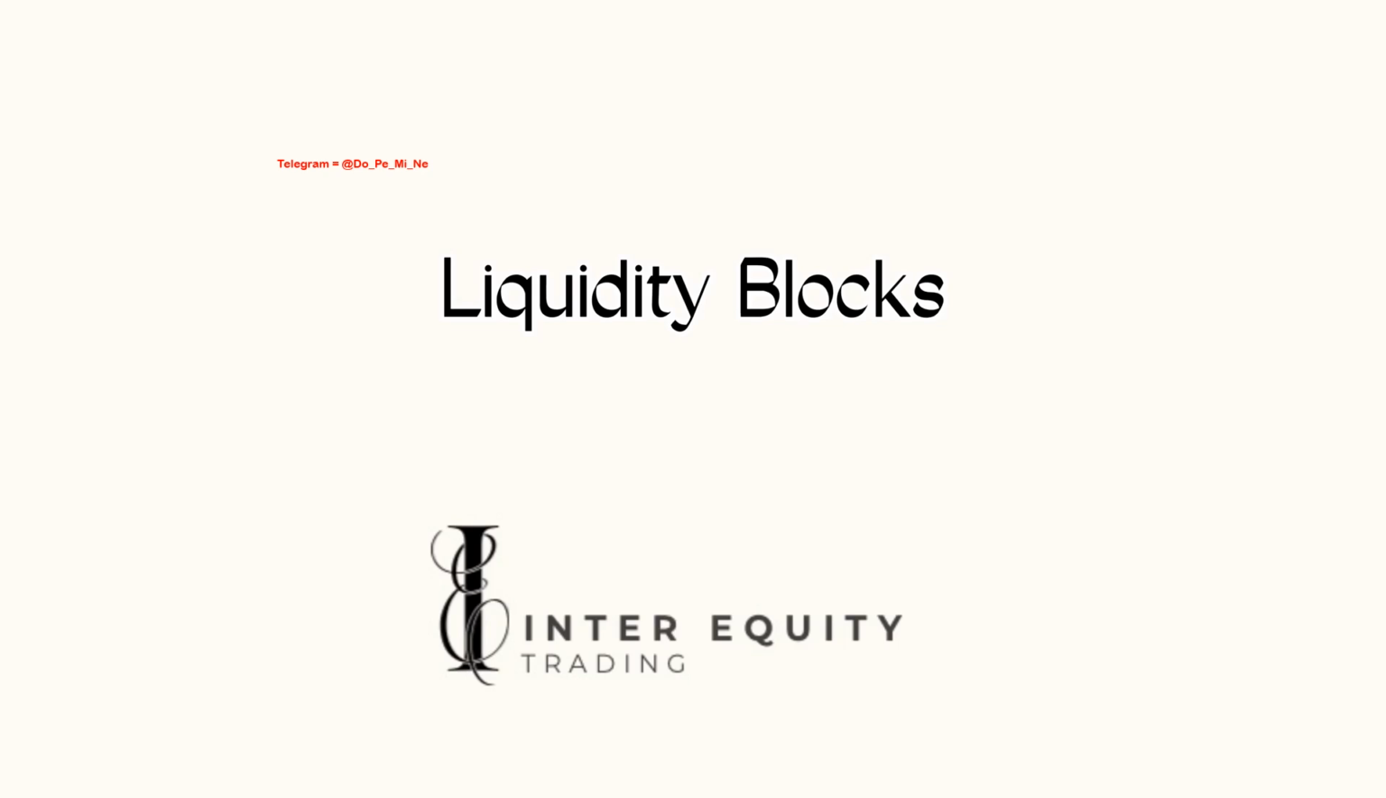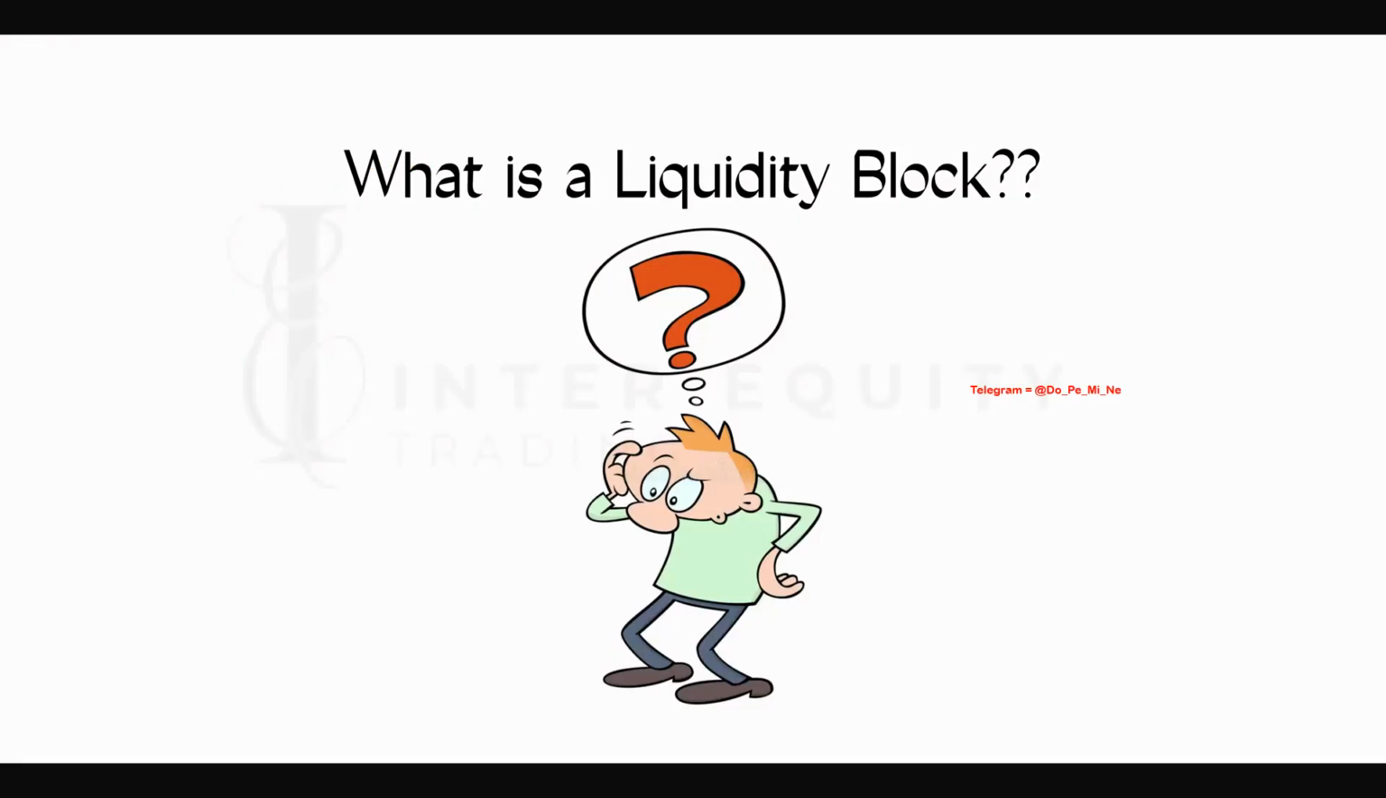Alright, so this video is going to be about liquidity blocks. So what is a liquidity block? A liquidity block is a high or a low that is printed after running a level of liquidity. We use them as a POI, or an area to take any trades off of. Liquidity blocks are used for our entries.